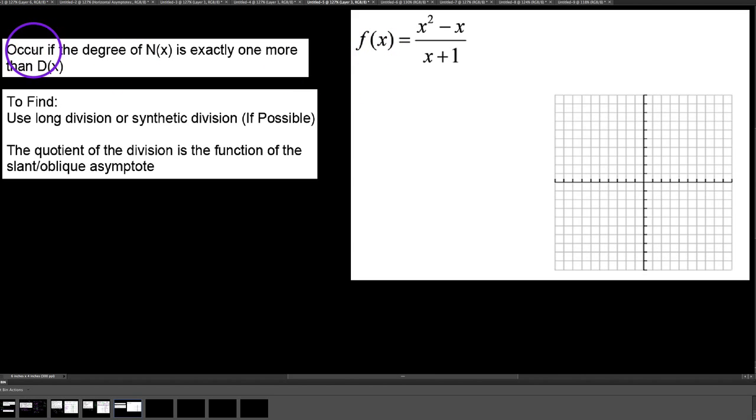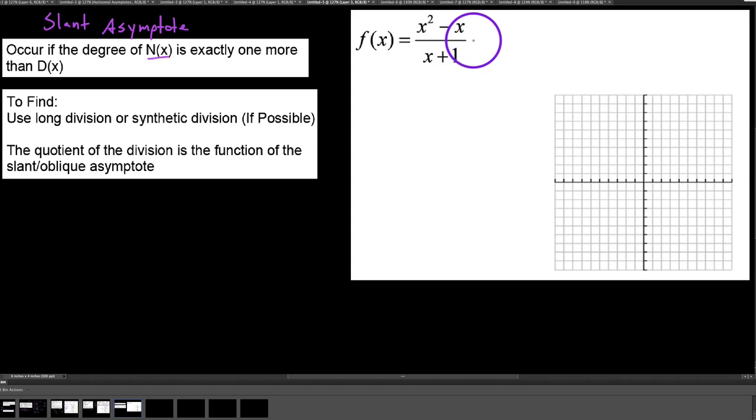So we're going to say this. If the degree of n of x, or the top degree, is just exactly one more than the degree of d of x, what we get is what we refer to as a slant asymptote. This is some linear asymptote that our graph is going to get really, really close to, at least its y value is going to get close to, as x goes way to the right or way to the left instead of a horizontal asymptote. So looking at this rational function here, what I want to work on is finding this slant asymptote.